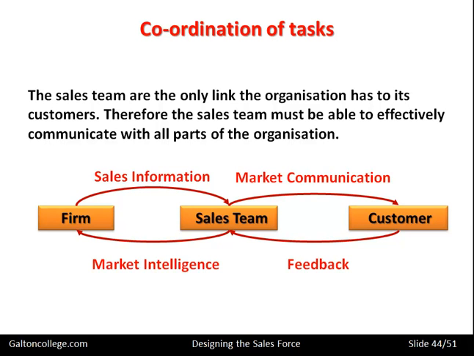So what we've got is the sales team linking to the company, feeding the company back market intelligence, and the company feeding the sales team sales information. And then the sales team communicating with the customer, and the customer feeding back his or her experience of the product, what's good about the product, what's not so good about it, how the product could be improved. And that would be fed back, in terms of market intelligence, back to the firm, back to the business. So communications within the whole system is crucial.